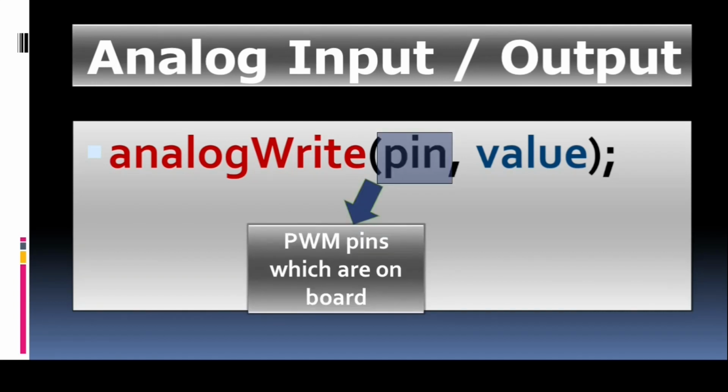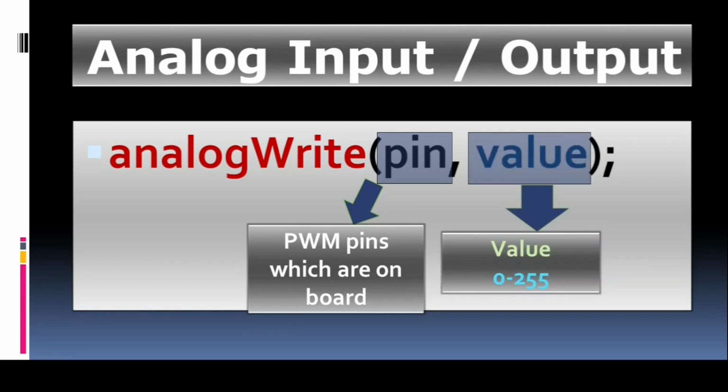Here first is pin. You can select the PWM pin which is on the board you are using, and here you can select the value between 0 to 255. The PWM pins are able to generate a PWM signal. On Arduino Uno, digital pins 3, 5, 6, 9, 10, 11 are analog output pins which are also called PWM pins. Pins number 5 and 6 work on 980 Hz, approximately 1 kHz, and other pins work on 490 Hz, that is half kHz.